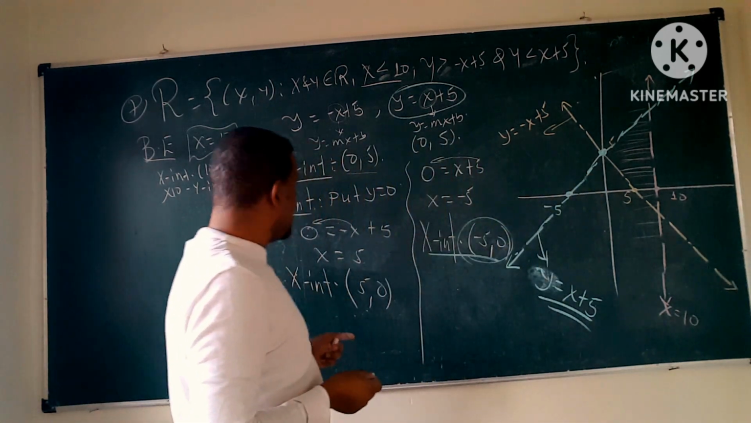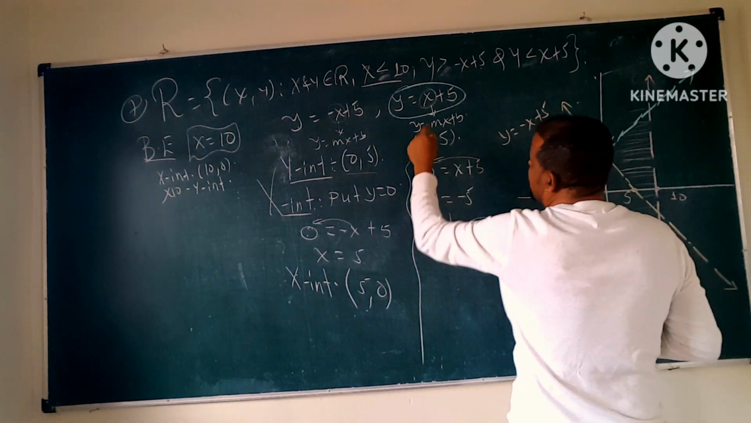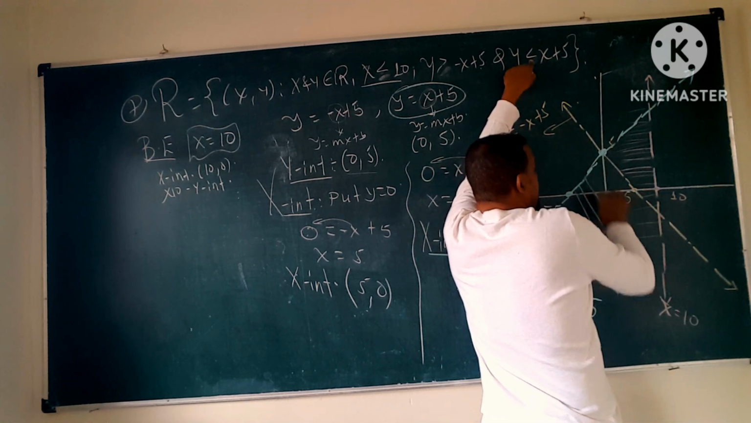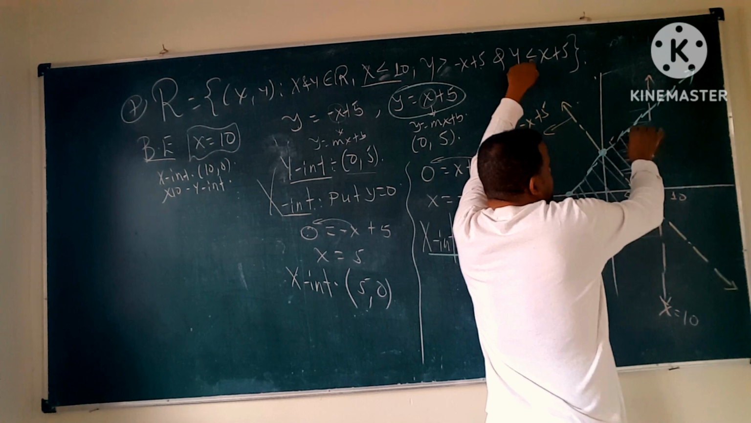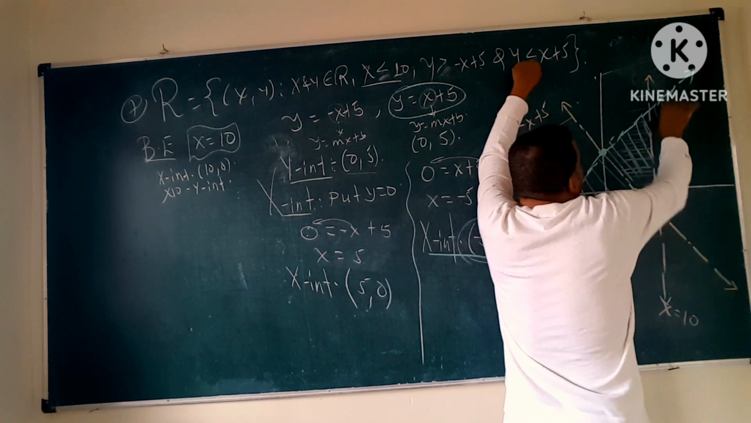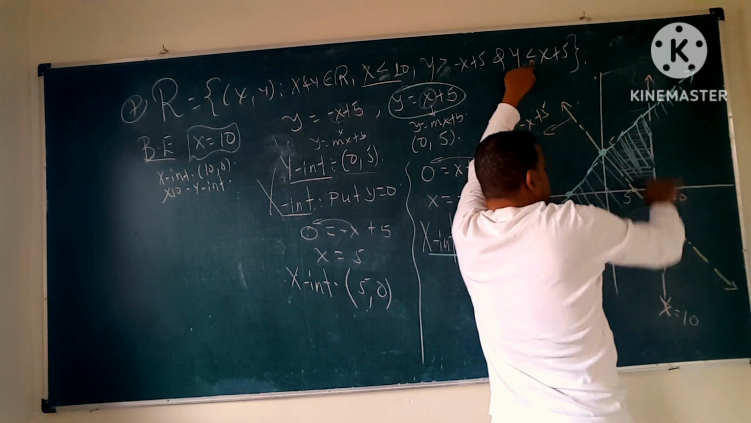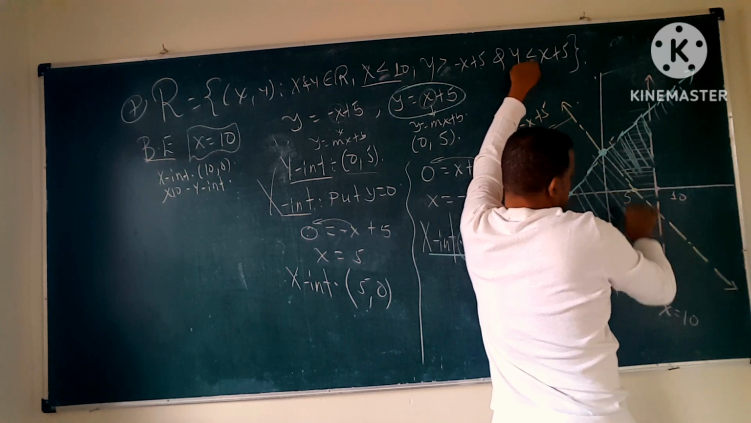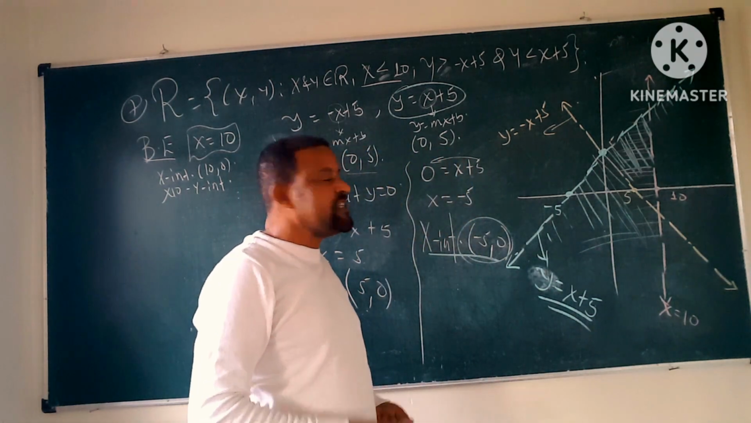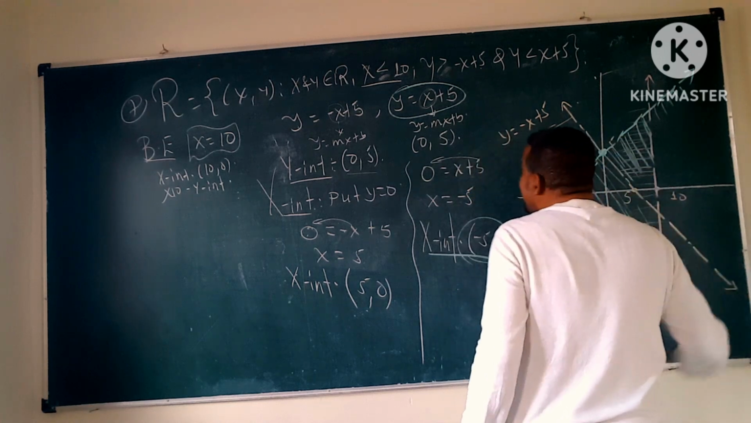The green one is y is equal to x plus 5, the third equation. Since it is less than, it is below the boundary line. Here they meet, you see, the two are meeting here. Now the remaining yellow one is the middle one.